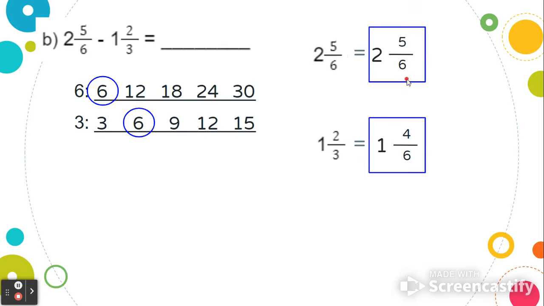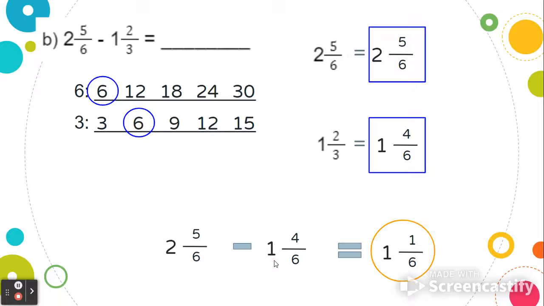We need to subtract these because our starting problem was subtraction. So we have 2 and 5/6 minus 1 and 4/6. Let's start with the fractions. 5/6 minus 4/6 is equal to 1/6. Don't forget about the whole numbers. We have to subtract those as well. 2 wholes minus 1 whole is equal to 1 whole. So our answer is 1 and 1/6.